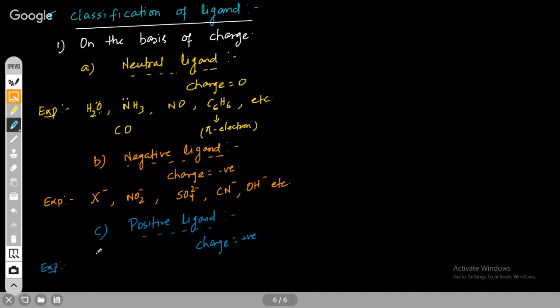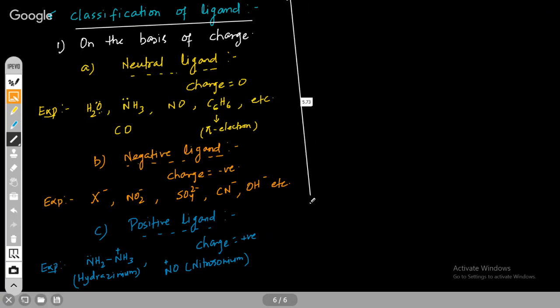For example, we have hydrazinium ion, which is NH2, lone pair, NH3 plus. This is a positive charge ligand. Nitrosonium ion, NO plus. This ion is nitrosonium. Very rarely we'll use this, but you write it down. And this one is hydrazinium. NH2 is hydrazine, so from that it is hydrazinium ion. Charge is positive one. So on the basis of charge we have seen the classification of ligand.